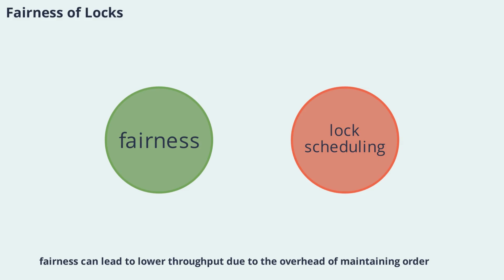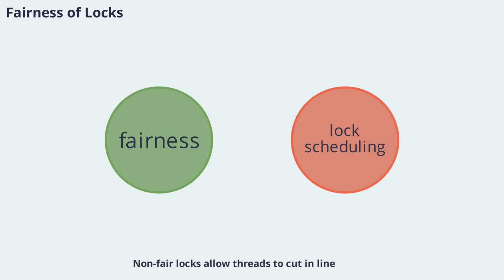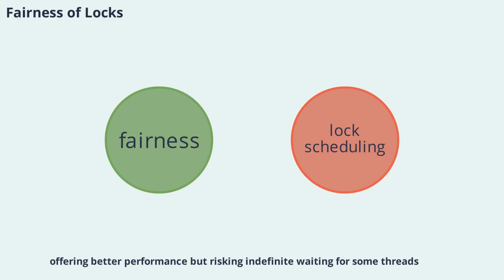However, fairness can lead to lower throughput due to the overhead of maintaining order. Non-fair locks allow threads to cut in line, offering better performance but risking indefinite waiting for some threads.